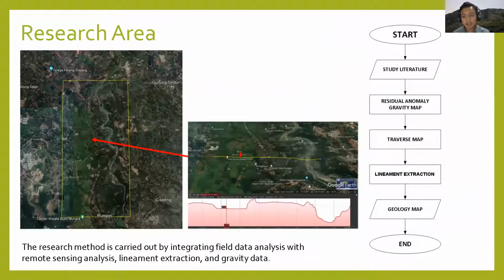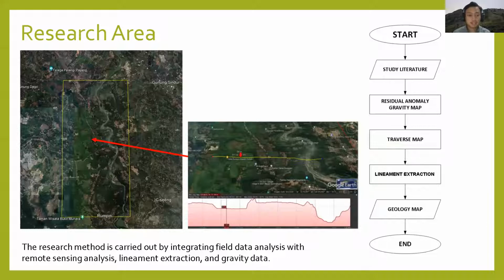Our research area is in Cicangkal village, Rumpin district, Bogor Regency, West Java province, and the size of our research area is 20 square meters. When viewed from the satellite photo, there is an ancient main river flow where the water flow has moved to the east to become the river we know now as the Cisadane River. Therefore, we suspect that there is a geological structure at work on it.